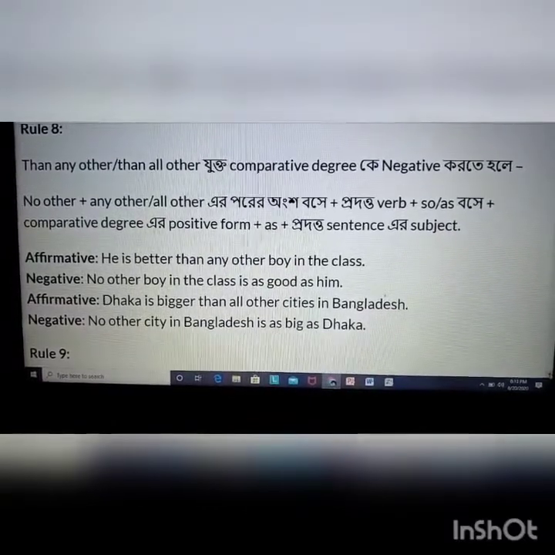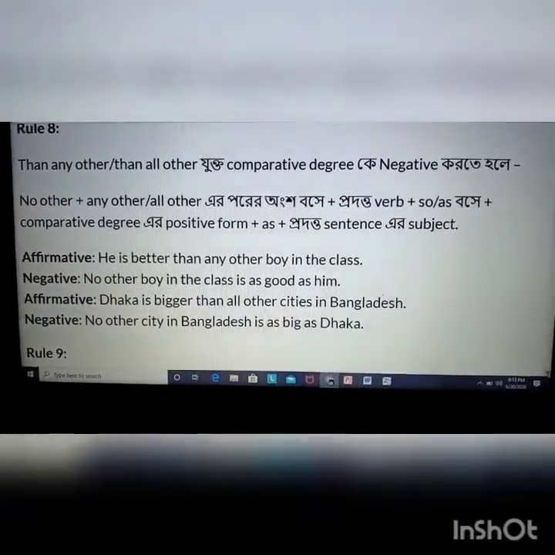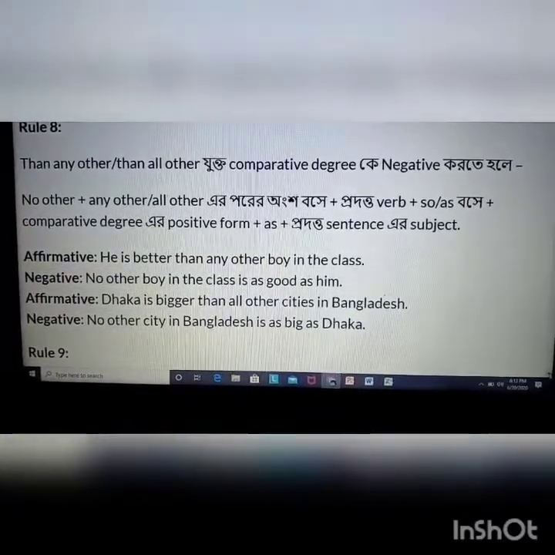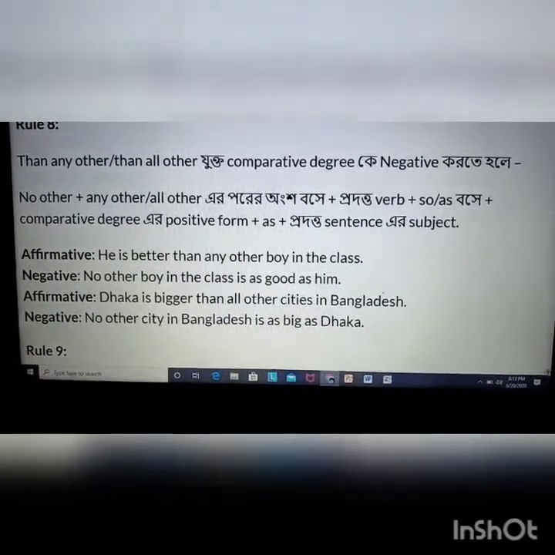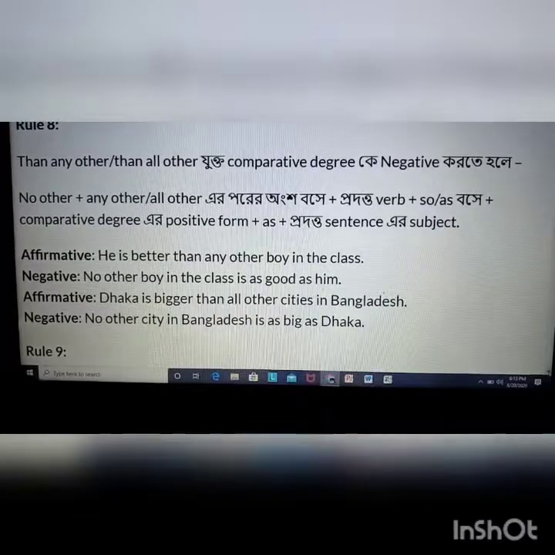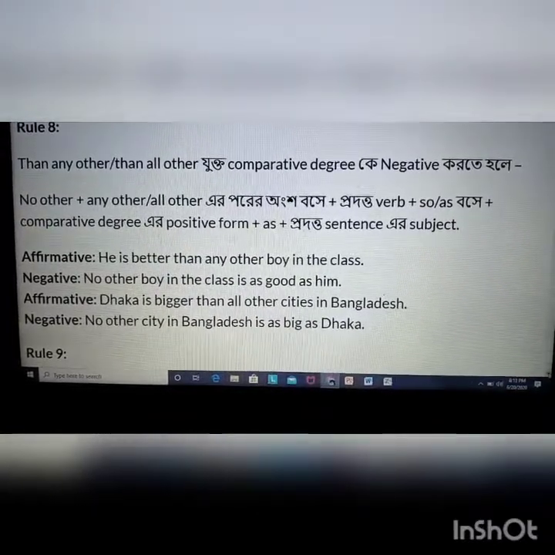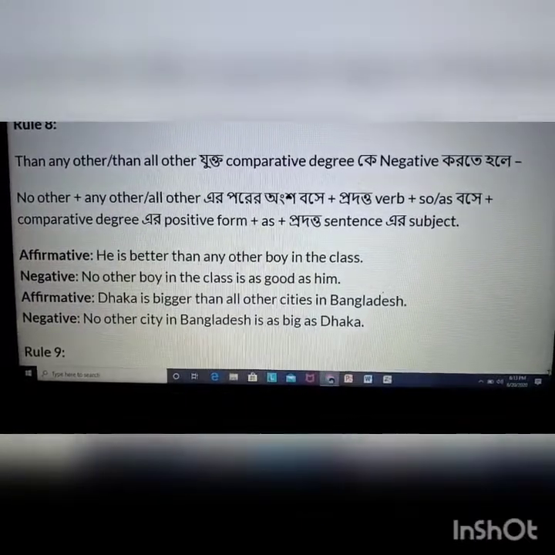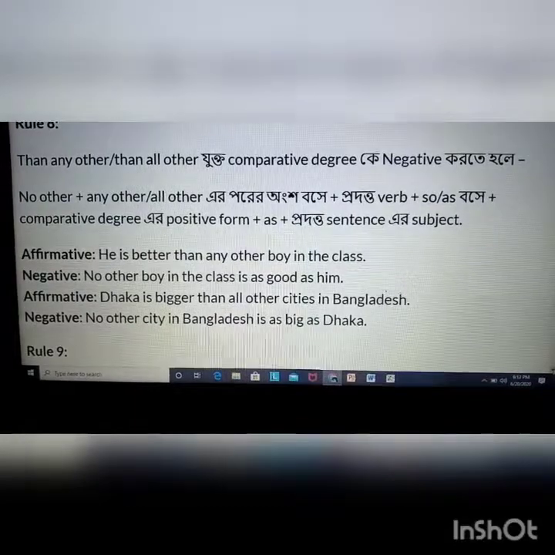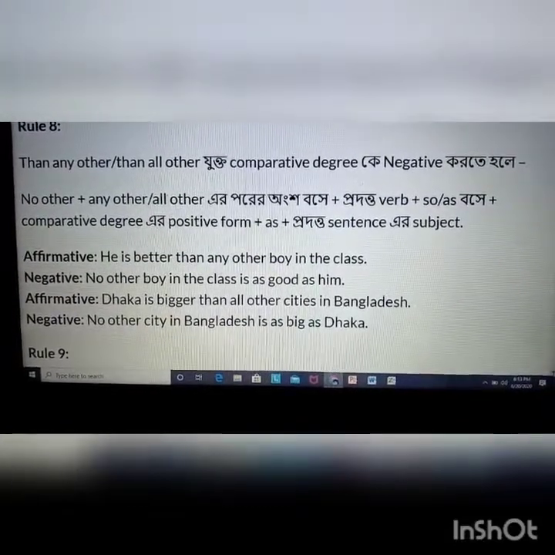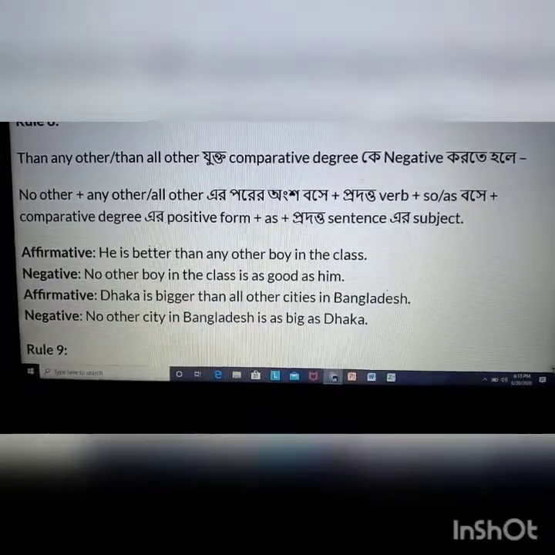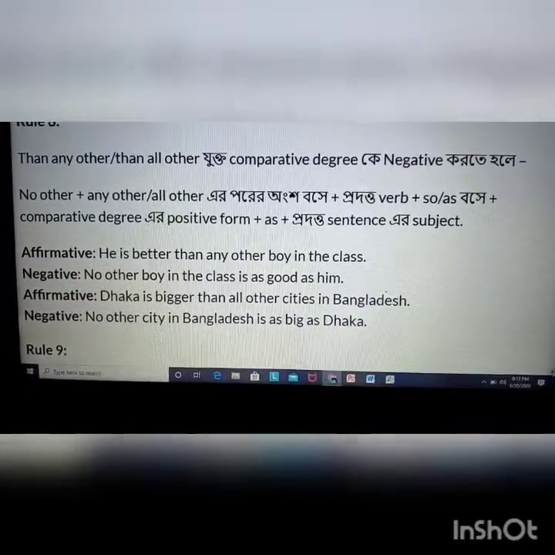If you see the example, affirmative: he is better than any other boy in the class. So negative will be: no other, according to structure. Then the next portion of any other, that means boy in the class. So no other boy in the class, and according to structure we have to use the verb. So here is the verb, then so or as. Here we have used as and the positive form of the comparative degree. Better is the comparative form, so the positive form of better is good. Then we have to use as, then the subject of the sentence, him. So no other boy in the class is as good as him.